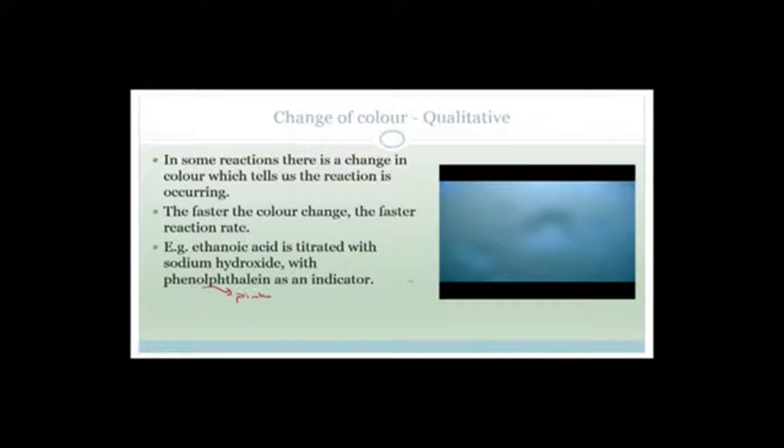So we've got a little video here where, again, I've just taken a portion of it so you can see. They've set up a titration. I thought I took a portion of it. Let's have a look at it. I don't think it's very long.